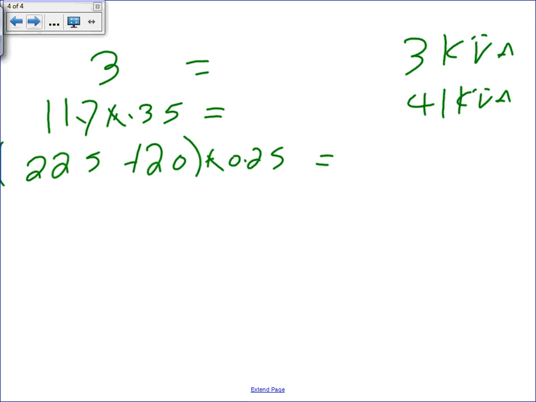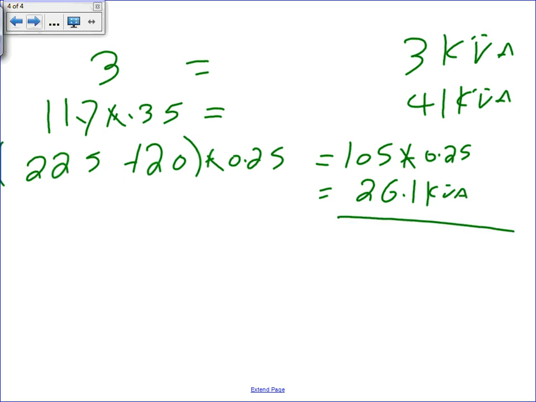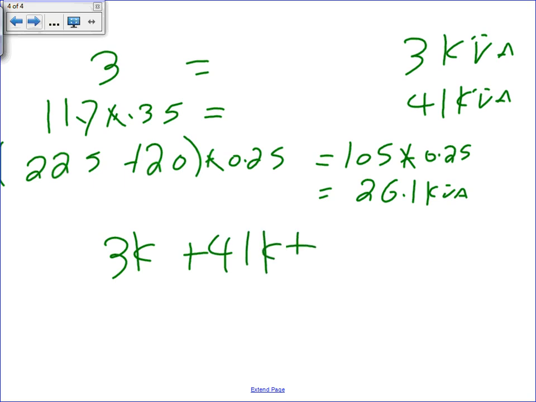The third one, let's do the math in steps. 225 minus 120 equals 105, times 0.25. If you do that, times 0.25 equals 26.1. Thanks, Jeff. That's what I needed. Okay? And then you add them up, right? Then 3K plus 41K plus 26.3. Thank you.